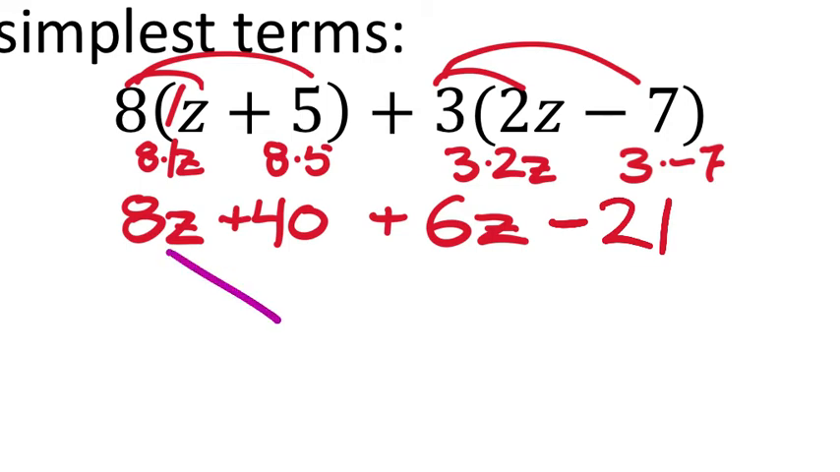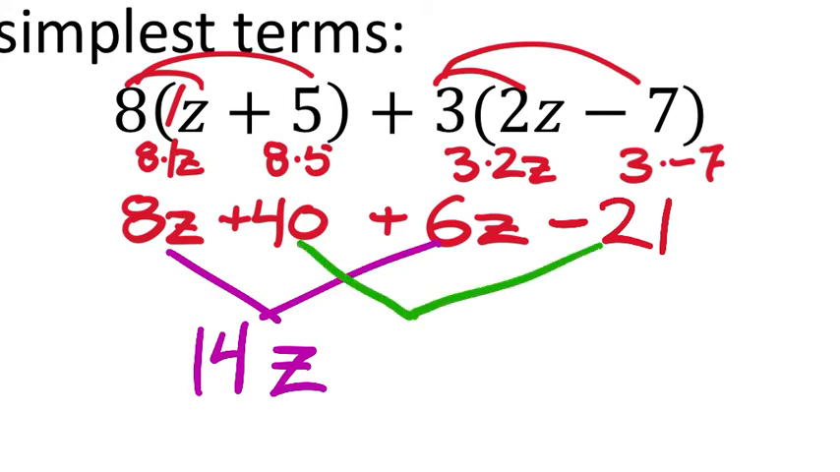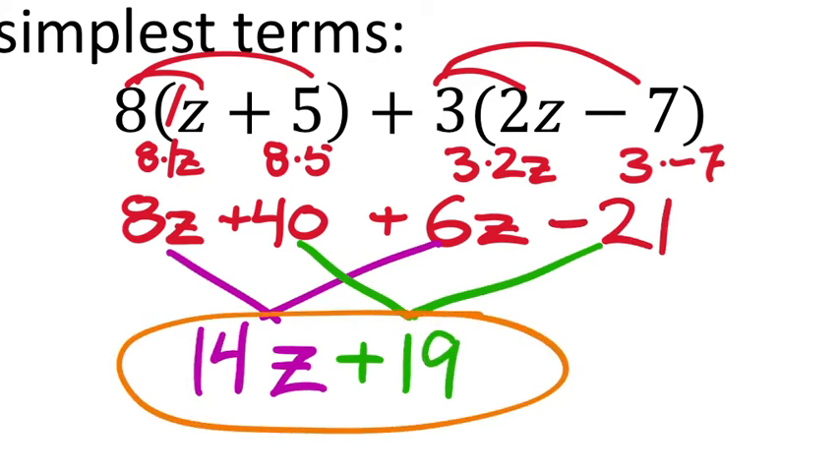So I have my 8 z's and my 6 z's, which would result in 14 z's. Then I have also constants, 40 and then minus 21, which gives me positive 19. Now again, there's the other way to write this, but I'm just going to keep this the same. Hopefully that makes sense now. If you wanted to write it as 19 plus 14z, you could.